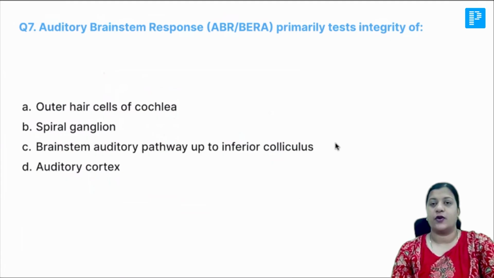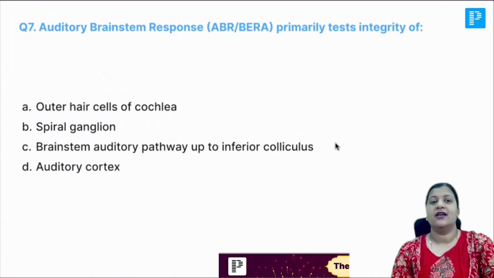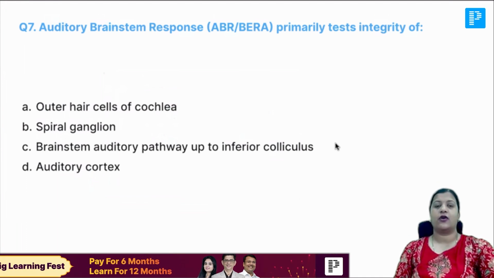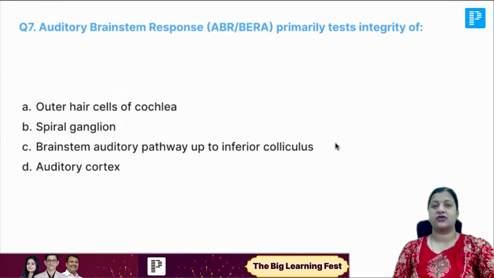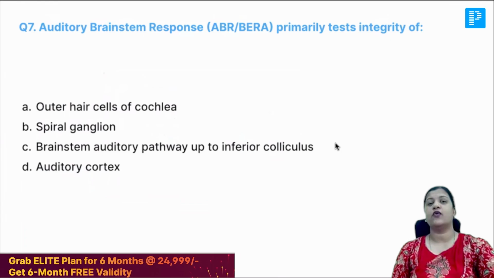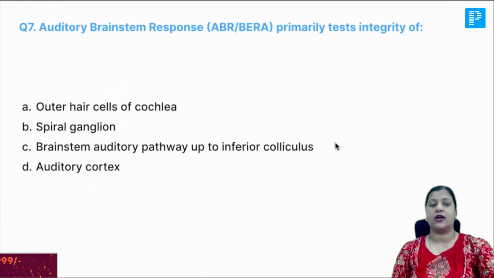Auditory brainstem response primarily tests the integrity of: outer hair cells of the cochlea, spiral ganglion, brainstem auditory pathway up to the inferior colliculus, or auditory cortex. So they're giving you a question on BERA, which is a very, very important topic, and asking what this primarily tests the integrity of.